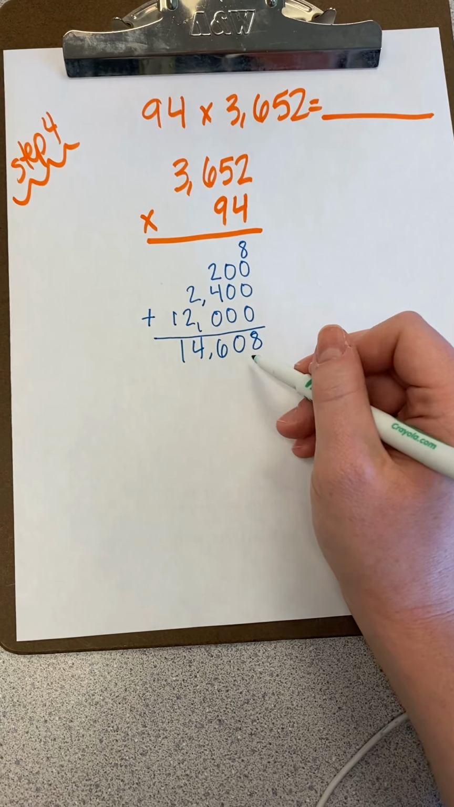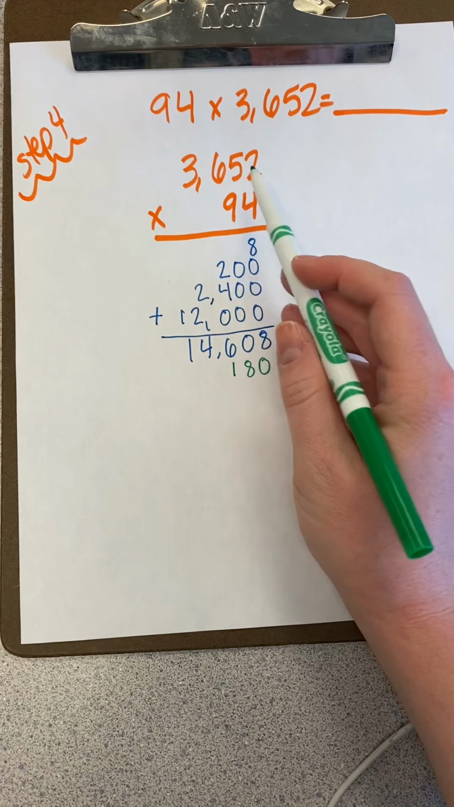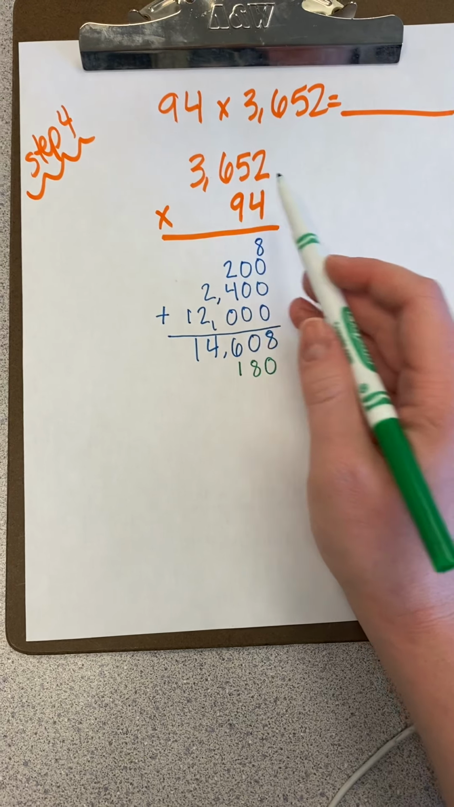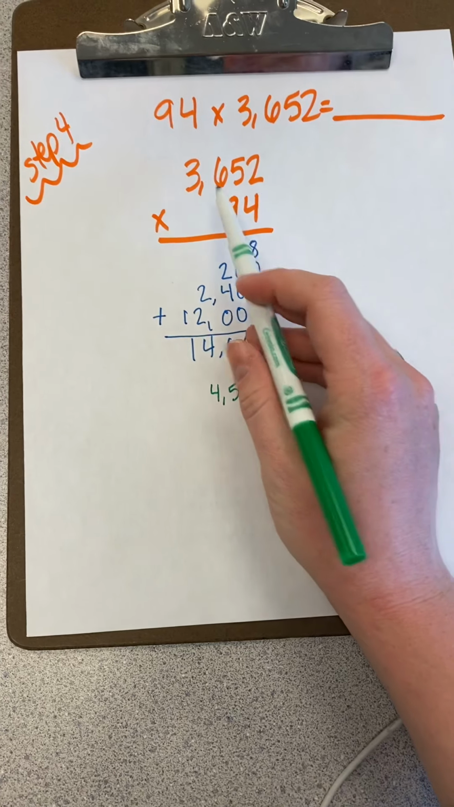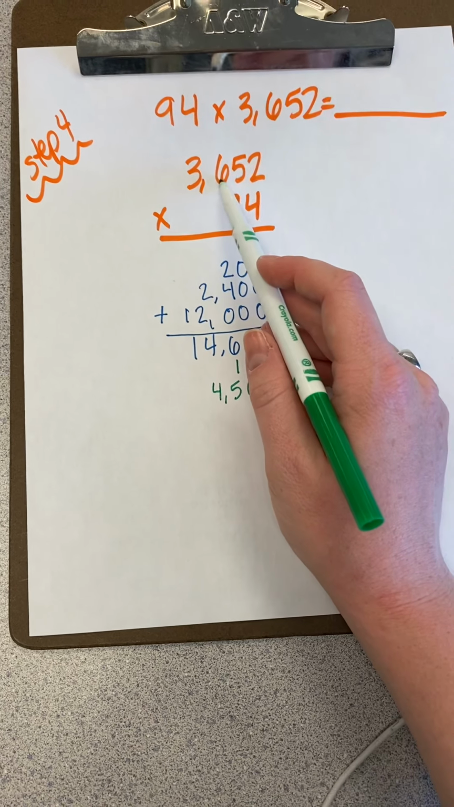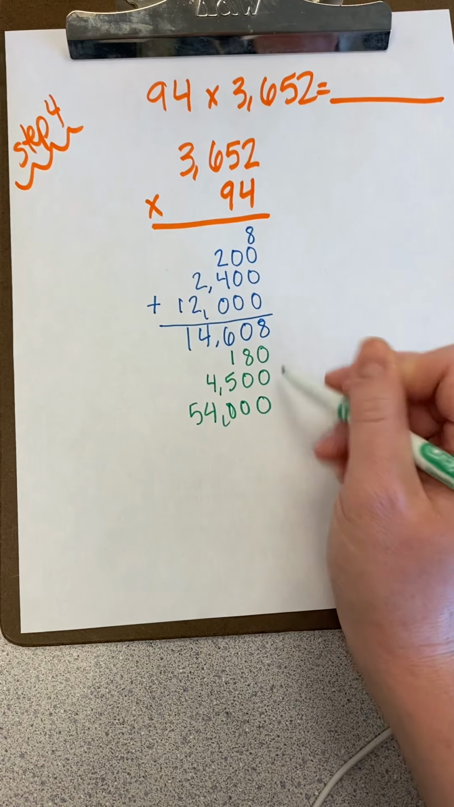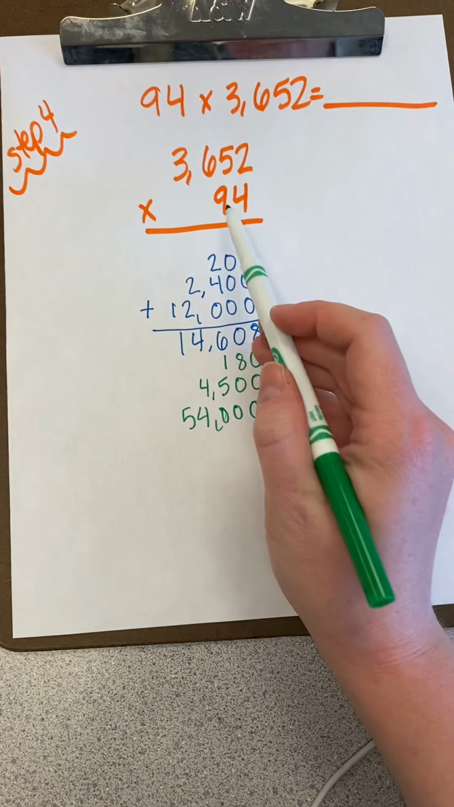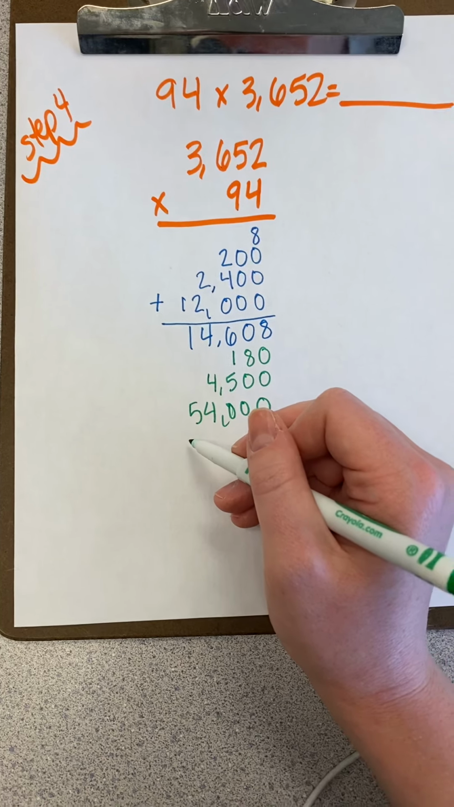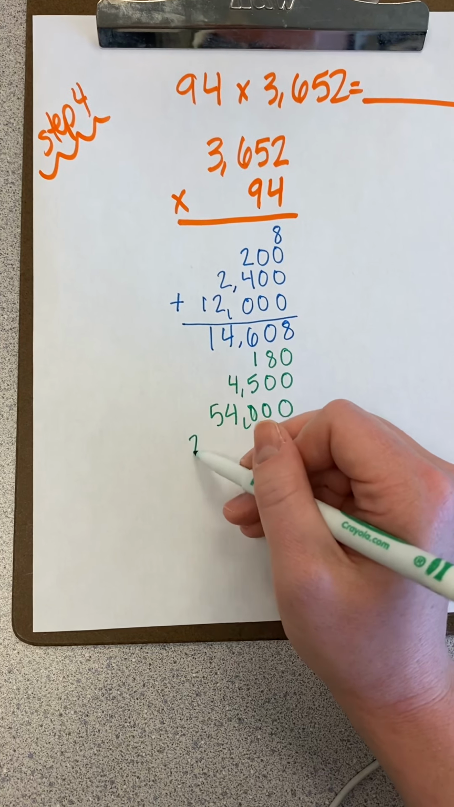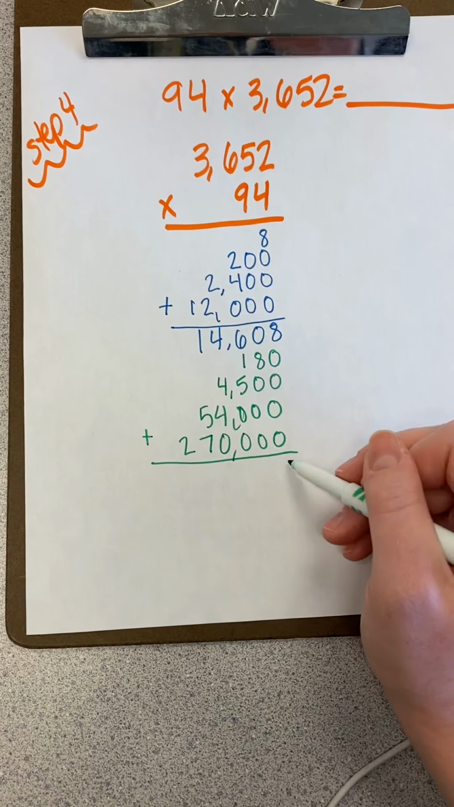tens. So 9 tens times 2 is 180. 9 tens times 5 tens is 45 hundreds, which has a value of 4,500. 9 times 6 hundreds, again this is 9 tens, times 6 hundreds is 54 thousands, which has a value of 54,000. Again, making sure I'm lining up all of my place values. And 9 tens times 3 thousands is 24 10,000s, which has a value of 270,000. So now I can add these together.